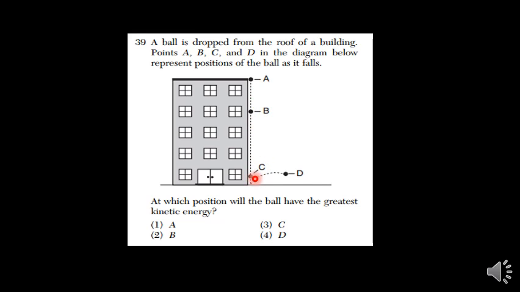So right here at C is where it's going to be traveling the fastest, because some of that energy will be lost when it hits, and when it bounces back up, it won't be moving as fast when it converts to kinetic energy.